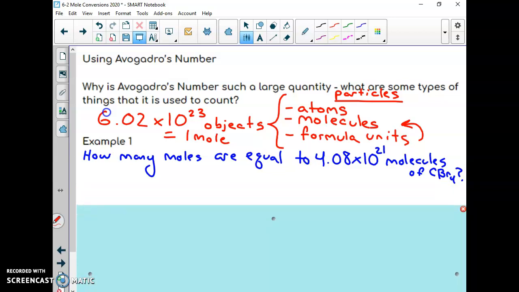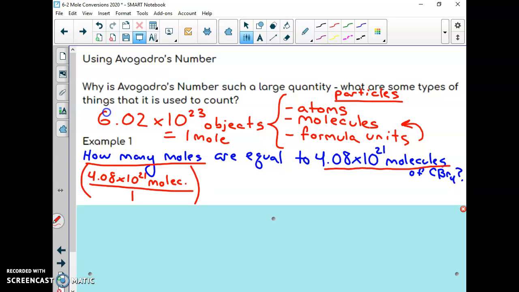So looking at our first example here, we'll dive right in. How many moles are equal to 4.01 times 10 to the 21st molecules of carbon tetrabromide? So same problem solving method. Question being asked, how many moles? We want to answer this, and we have one starting number. It's a really big number, but we only have one. We have 4.08 times 10 to the 21st, and the units on that are molecules. So I'm just going to abbreviate that MOLEC. If you want to write out molecules, go ahead, but it's good to label units.